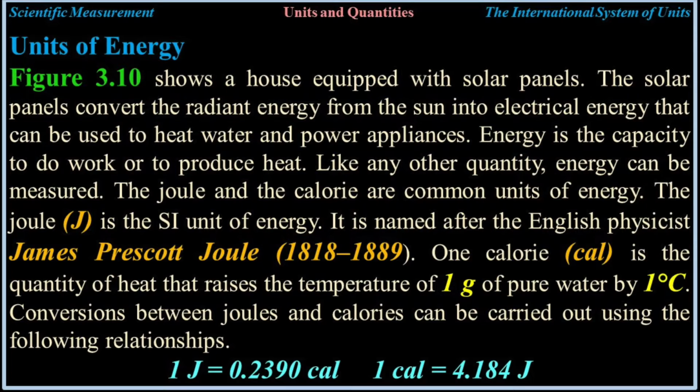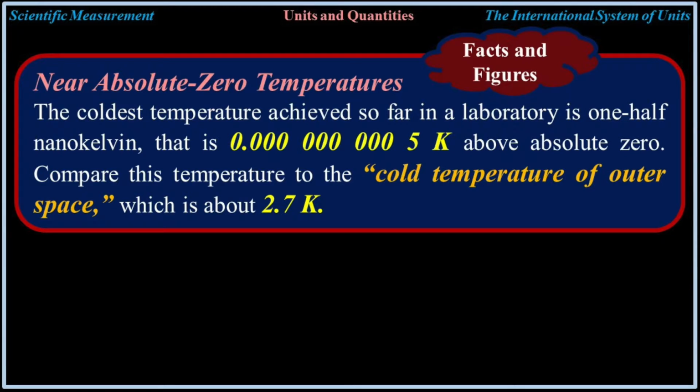The joule, capital J, is the SI unit for energy. It is named after the English physicist James Prescott Joule, 1818 to 1889. One calorie is the quantity of heat that raises the temperature of 1 gram of pure water 1 degree Celsius. Conversions between joules and calories can be carried out using the following relationships. Study those carefully.